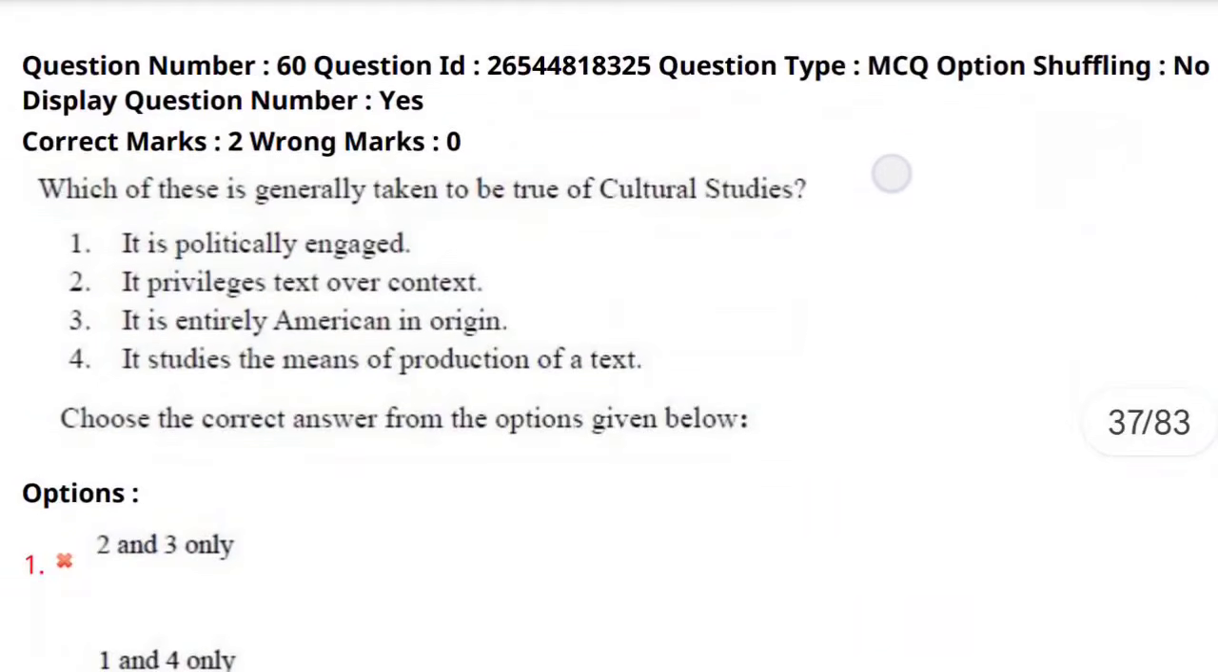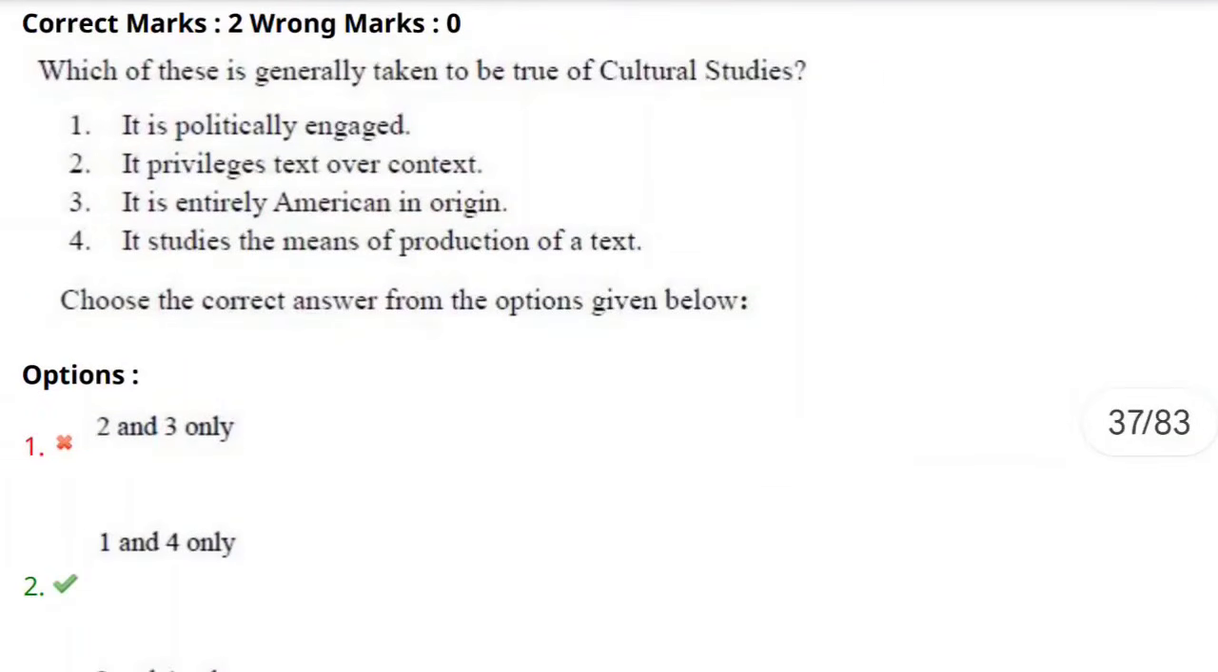Yes, as we move further, which of these is generally taken to be true of cultural studies? Here they are asking about cultural studies, which are the correct options related to it. Again here we have to choose two options which are true of cultural studies. It is politically engaged, it privileges text over context, it is entirely American in origin, it studies the means of production of a text.